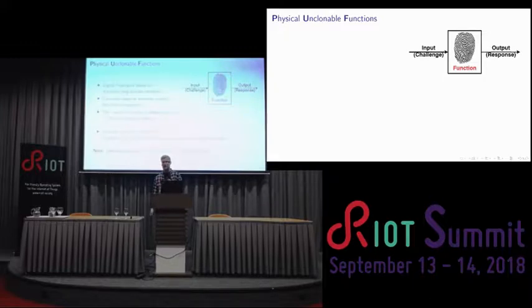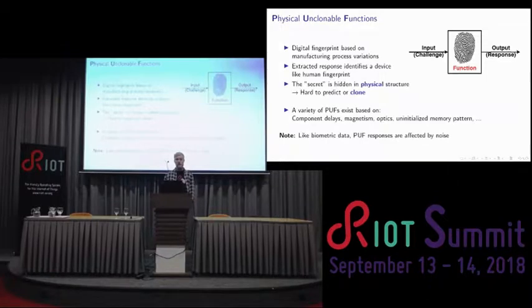In our case, the function is basically a digital fingerprint, which is based on manufacturing process variations, and the extracted response from this function identifies a device like a human fingerprint. So a kind of secret is hidden in the physical structure of a hardware device, which makes it hard or nearly impossible to predict and to clone. There exists a variety of different PUF technologies based on electronic circuit delays or magnetism, optics, or uninitialized memory pattern. It's worth noting at this point that, the same as with any biometric data, such as fingerprints or retina scans, PUF responses are somewhat unique but also affected by noise.